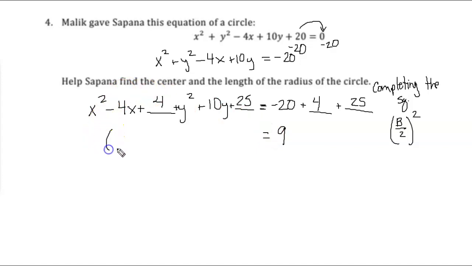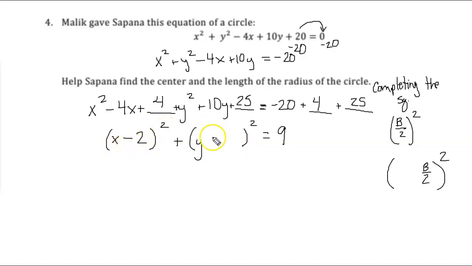I also have to remember that the whole point of completing the square is that now I have a perfect squared binomial. Whatever this pattern is, it's always going to be a perfect squared binomial. And we know that we can write it with that b over 2 part. So half of negative 4 was negative 2, so this must have been x minus 2 squared. Half of 10 is 5, so this must have been y plus 5 squared.